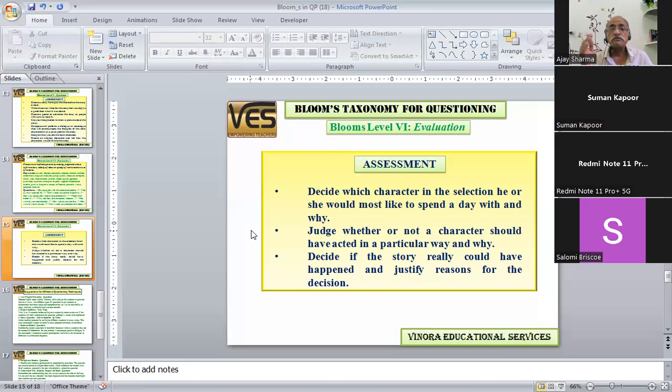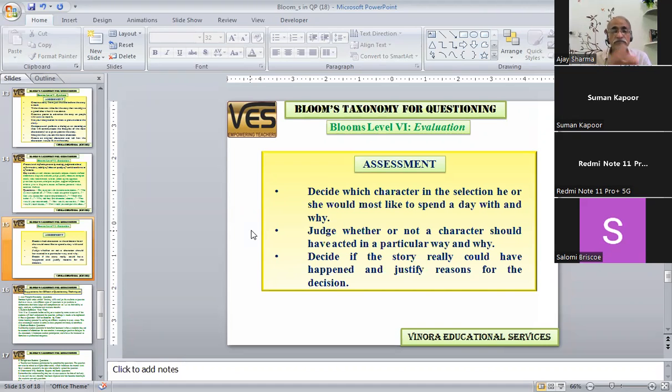Find out or judge or decide or speak out whether a particular character should have acted in the way he did in this story. If it is right, then why? Decide and give the decision or give your justification why you say that this is right. And if it is not right, then tell us why it is not right. Why don't you agree with this?